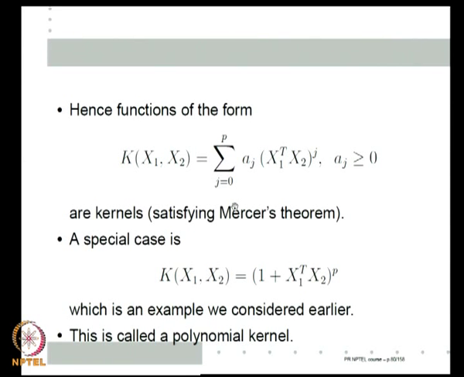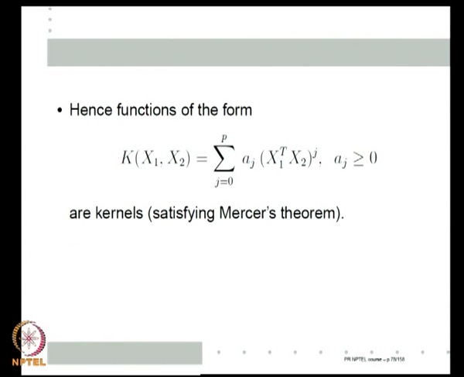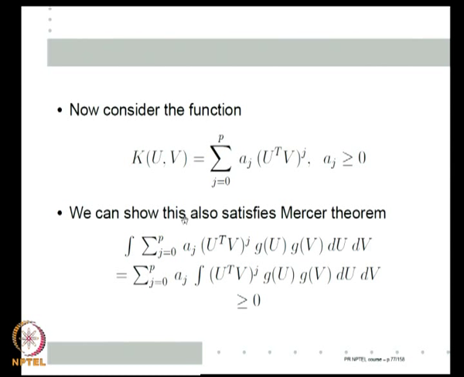Now, let us say instead of looking at finite sums like this, suppose I have infinite sums like this, a_j u transpose v to the power j. The a_j's are still positive, but now these are infinite sums. Where will be the problem? Earlier, when we tried to show this, the sum was inside the integral and I pulled the sum out of the integral. Now, this can always be done for finite sums, but if it is infinite, then the question is, can I interchange the summation and the integral? I can do so if the summation is uniformly convergent, right.